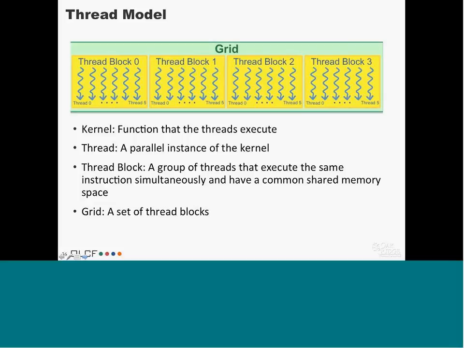So, you have thread blocks, and thread blocks are groups of threads that execute the same instructions simultaneously, and also share a common shared memory space. Those blocks are grouped as grids, and that is how you're launched on the accelerator.